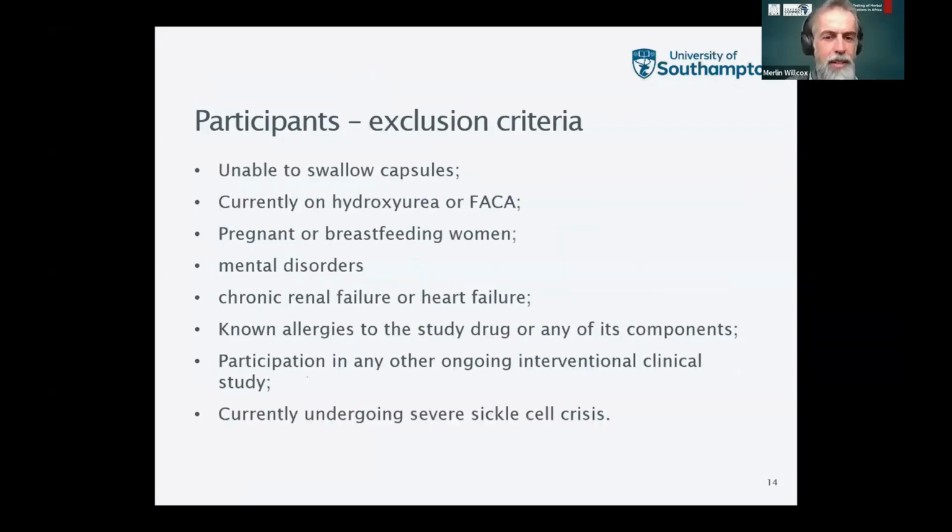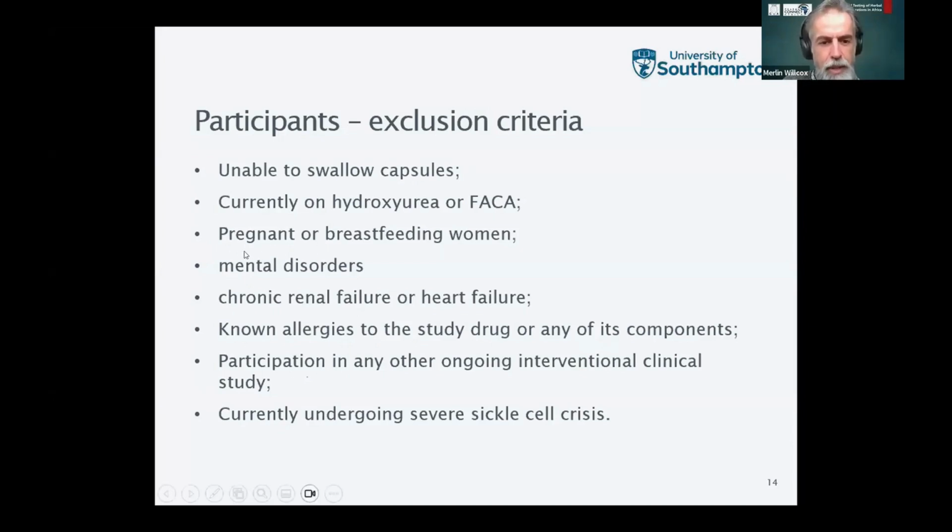And then we need to think about exclusion criteria. So obviously we want to exclude people who can't swallow capsules, those who are currently taking another effective treatment. So hydroxyurea is the conventional treatment, or someone who's already taking FACA. Obviously we wouldn't want to include them because we couldn't randomize them to receive a placebo. Like Sylvain mentioned, pregnant or breastfeeding women would be excluded because there's no safety data in that group.